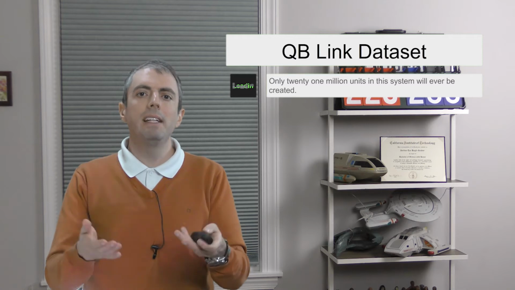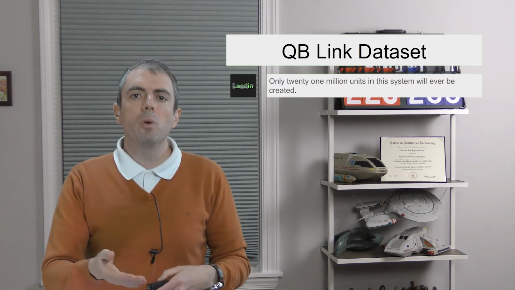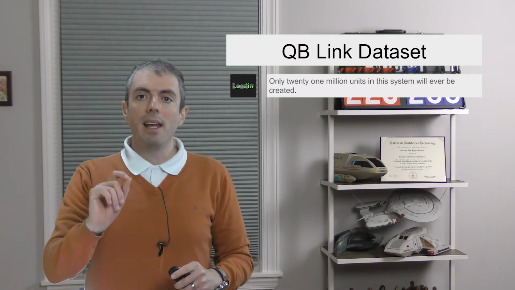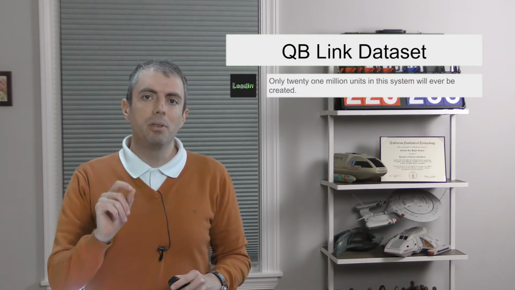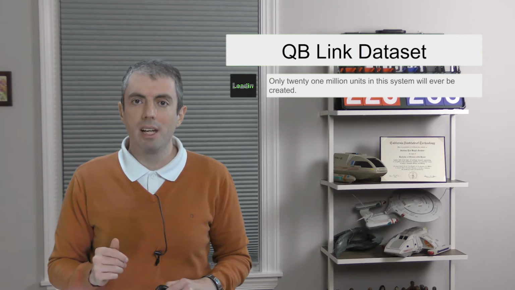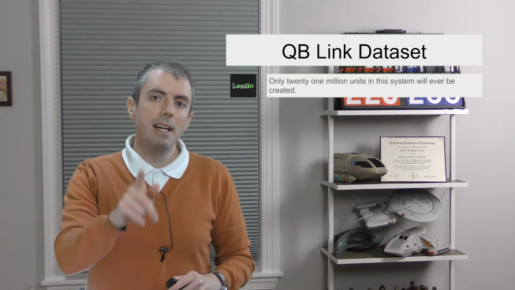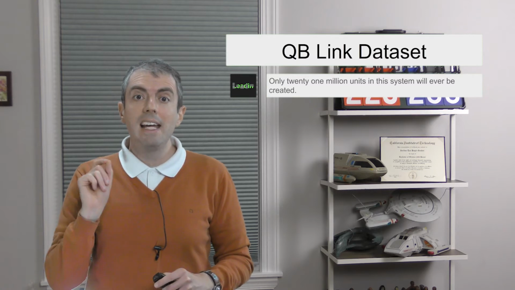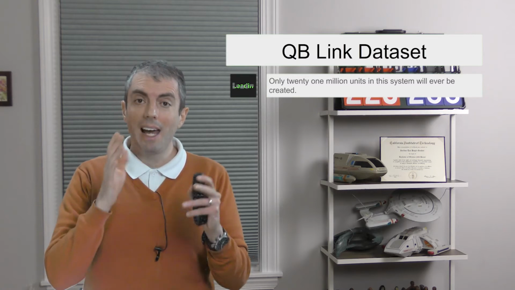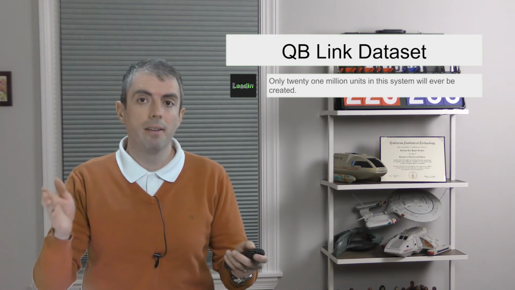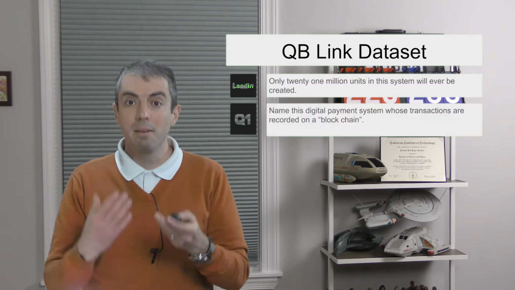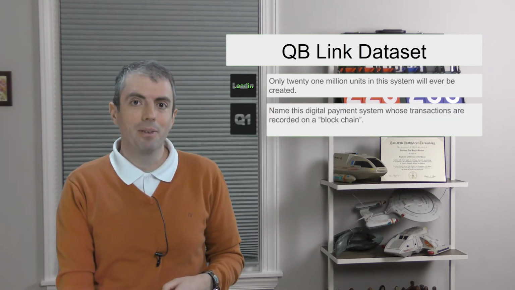For example, you have a lead-in that gives a context. Only 21 million units in this system will ever be created. Name this digital payment system whose transactions are recorded on a blockchain. Now, notice that you cannot answer this question just from the literal Q1 here. It depends on the context as stated in the lead-in. There are plenty of cryptocurrencies, more every day, but the 21 million number is unique to Bitcoin. And Bitcoin is the answer to the first question.